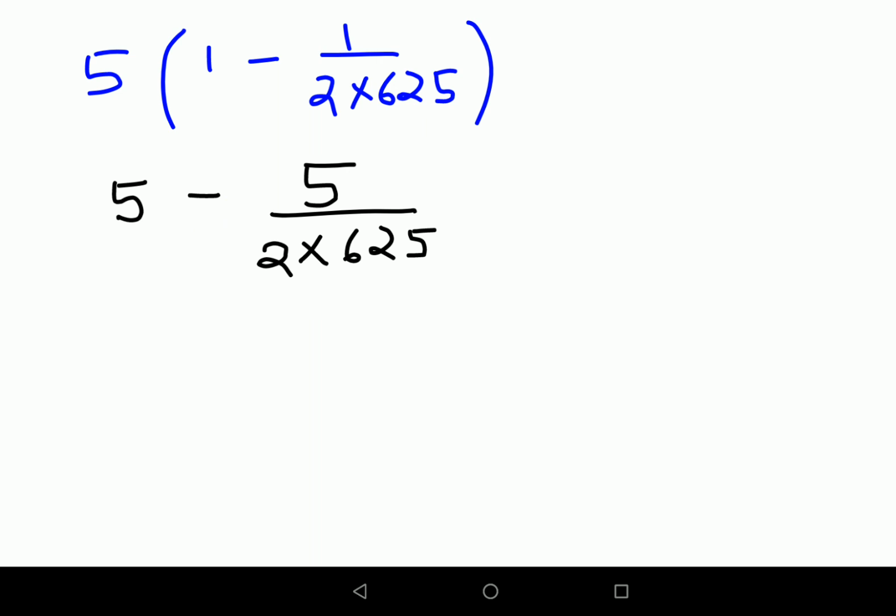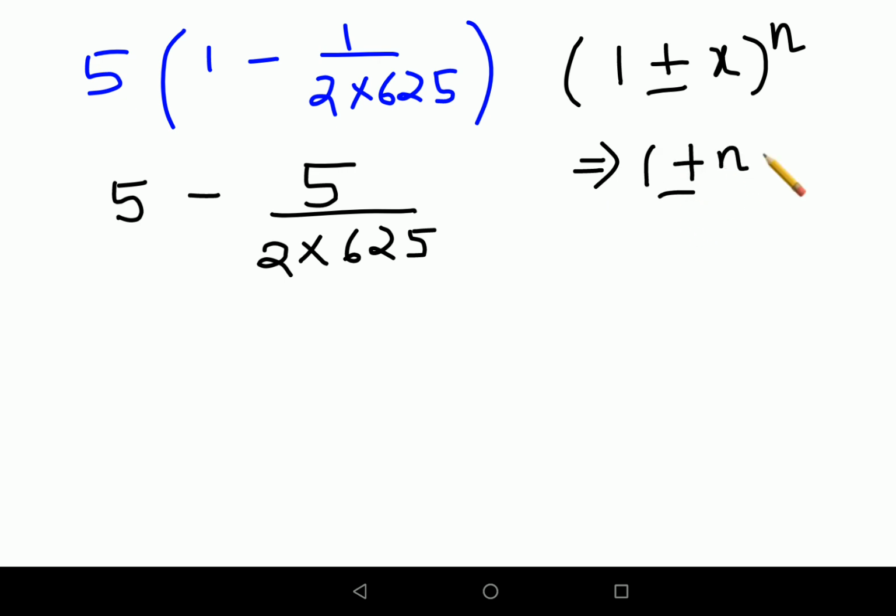Please understand, the golden rule will always be converting everything in terms of 1 plus minus x the whole raised to n, because from here you can bring your index down and multiply it with your x. If you can remember this, you can solve any of these questions literally in your head. There is really nothing else you need for these kinds of questions.